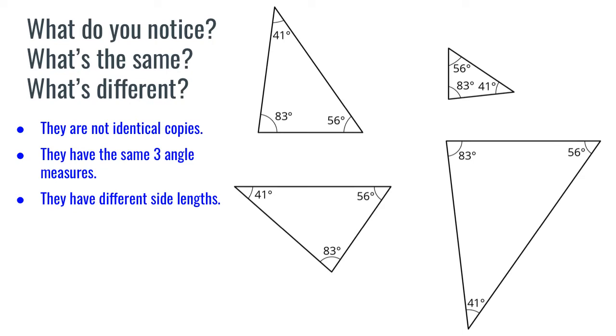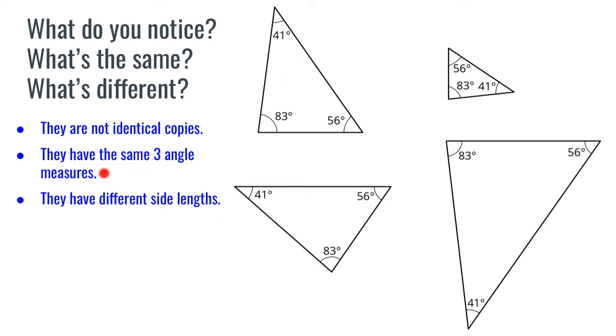So here on this slide, we see that using those angles, 41, 83, and 56, we have drawn 4 different triangles. Okay, what do you notice? What's the same? What's different? Well, they're not identical. They're not all identical copies. They look like the same triangle, but clearly the scale is different for each of these. This one is bigger than that one. This one is bigger than that one. These two seem similar, but I can't tell.